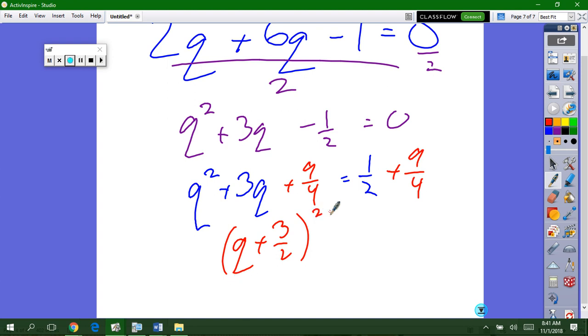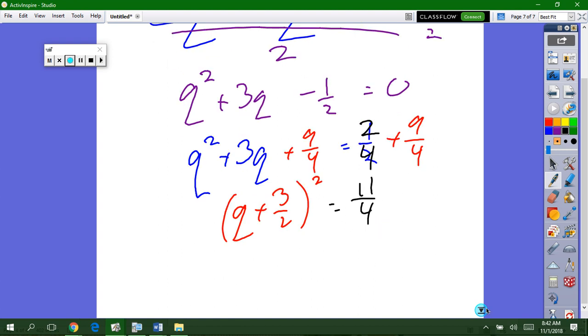Then I want to add this side. What's a half plus 9 fourths? This is the same thing as 2 fourths, would you agree? Using a common denominator, this is the same thing as 11 fourths. Once again, everything's not pretty in this world. Sometimes you have to play with ugly numbers.